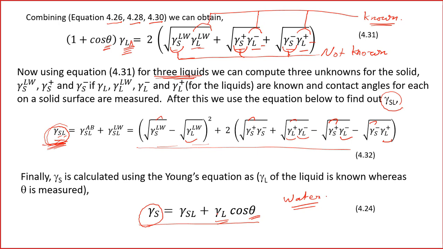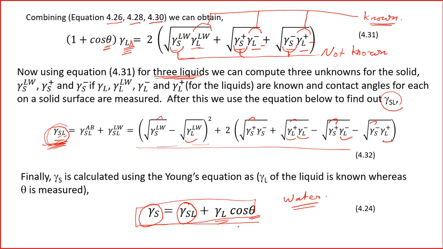So this analysis gives us a method to find gamma SL. There are two ways you can find gamma SL: using the three liquid method, or you can directly use this complete equation and find gamma S, again using the two liquid method or three liquid method.